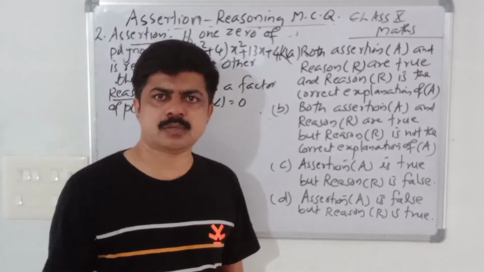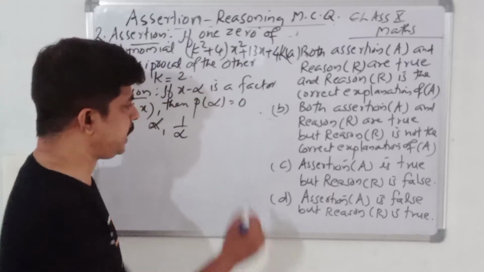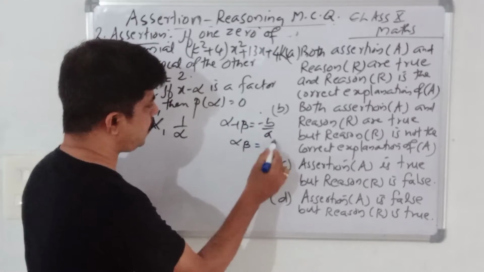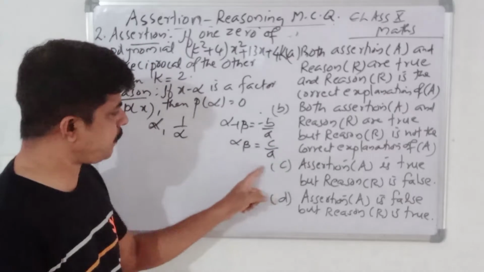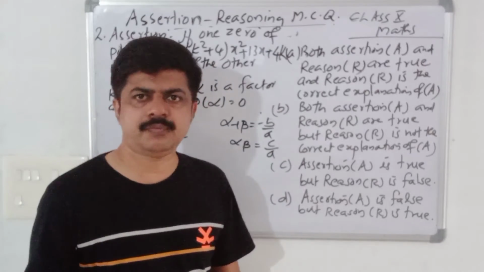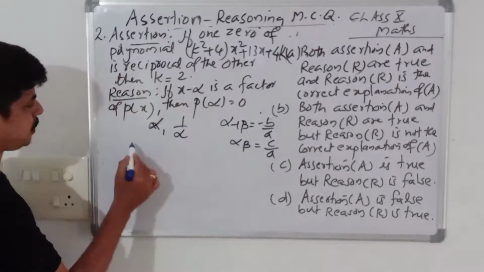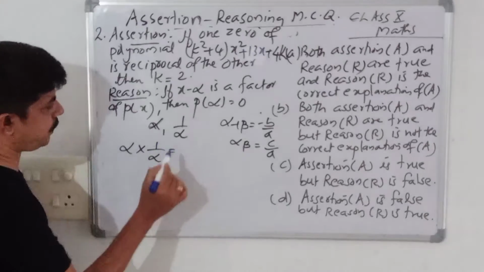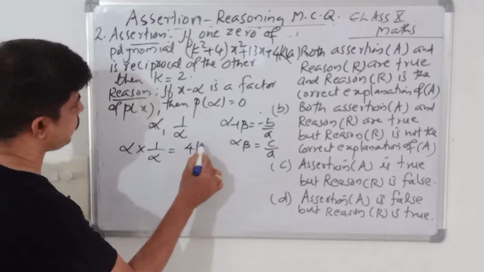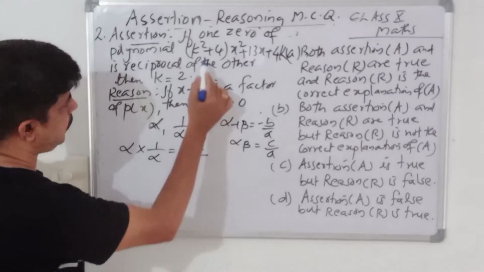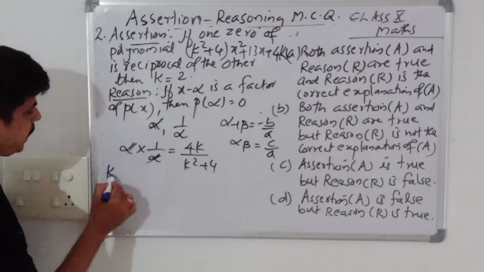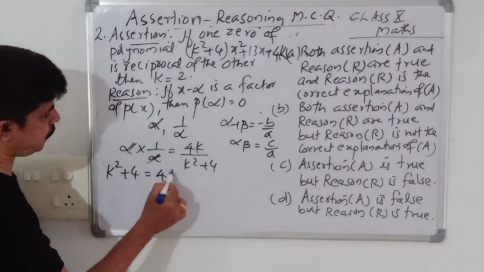We know that the sum of the zeros is negative b by a, and the product of the zeros is c by a. Alpha plus beta equals negative b by a, alpha beta equals c by a. Let us take this formula: alpha beta is equal to c by a. Then definitely alpha will be cancelled, and we can find the value of k easily. Alpha into 1 by alpha is equal to c by a. We have c as 4k, and a is equal to k square plus 4. While cross multiplying, k square plus 4 is equal to 4k.